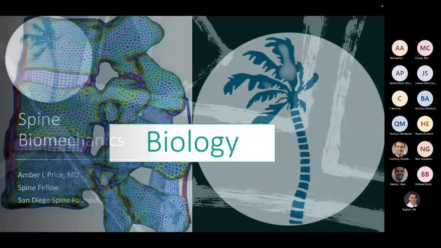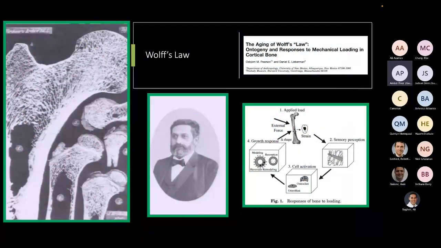So a little bit about the biology. It's important to understand Wolff's law with respect to the biomechanics of spine. The principle of Wolff's law is that bone reacts to applied loads. And so you can kind of see this basic diagram on the right. There is a sensory perception of the applied load to the bone itself. This results in a cell activation and a growth response.